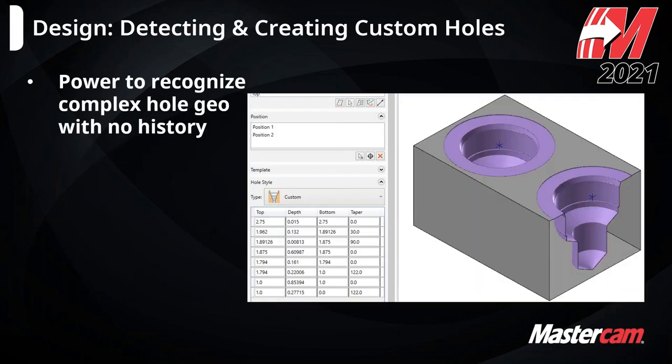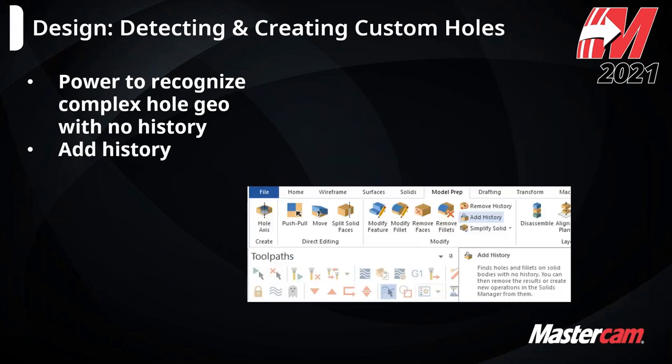There's also now a function for detecting and creating custom holes. So we added a couple versions ago the find history function on the model prep tab, but it will now also pick up the various features of, say, a complex hole like I have on the screen here. So that's on the model prep tab, like I was talking about, and then the add history. So it'll do more than just the actual solid body and picking up regular extrudes or lofts and different solid functions like that, but it will add all the hole data in there now too.